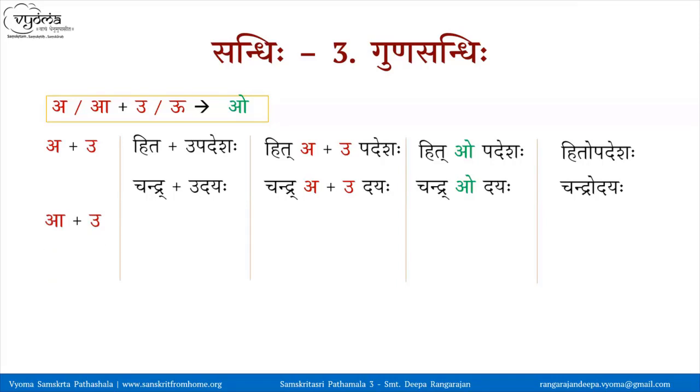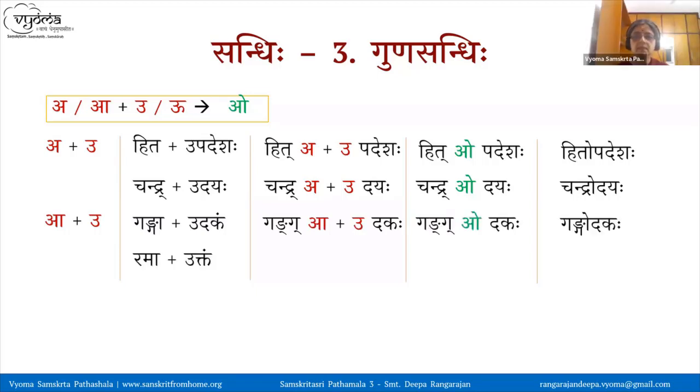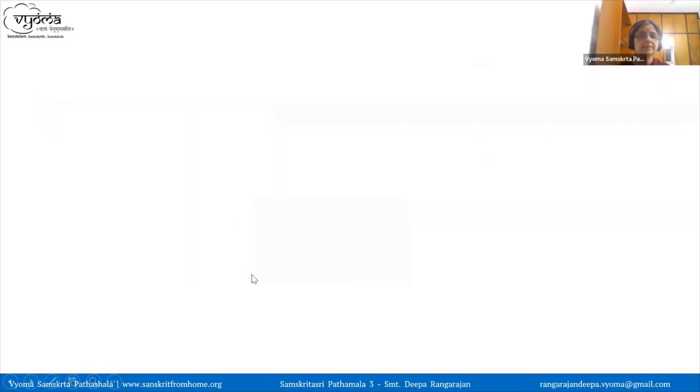A plus U. Ganga plus udakam, gangodakam. Samyak. Ganga plus udakam, gangodakam. It should have been udakam here. Okay. Rama plus uktam, ramoktam. Rama plus uktam, ramoktam. Uttam. Dhanyavada.